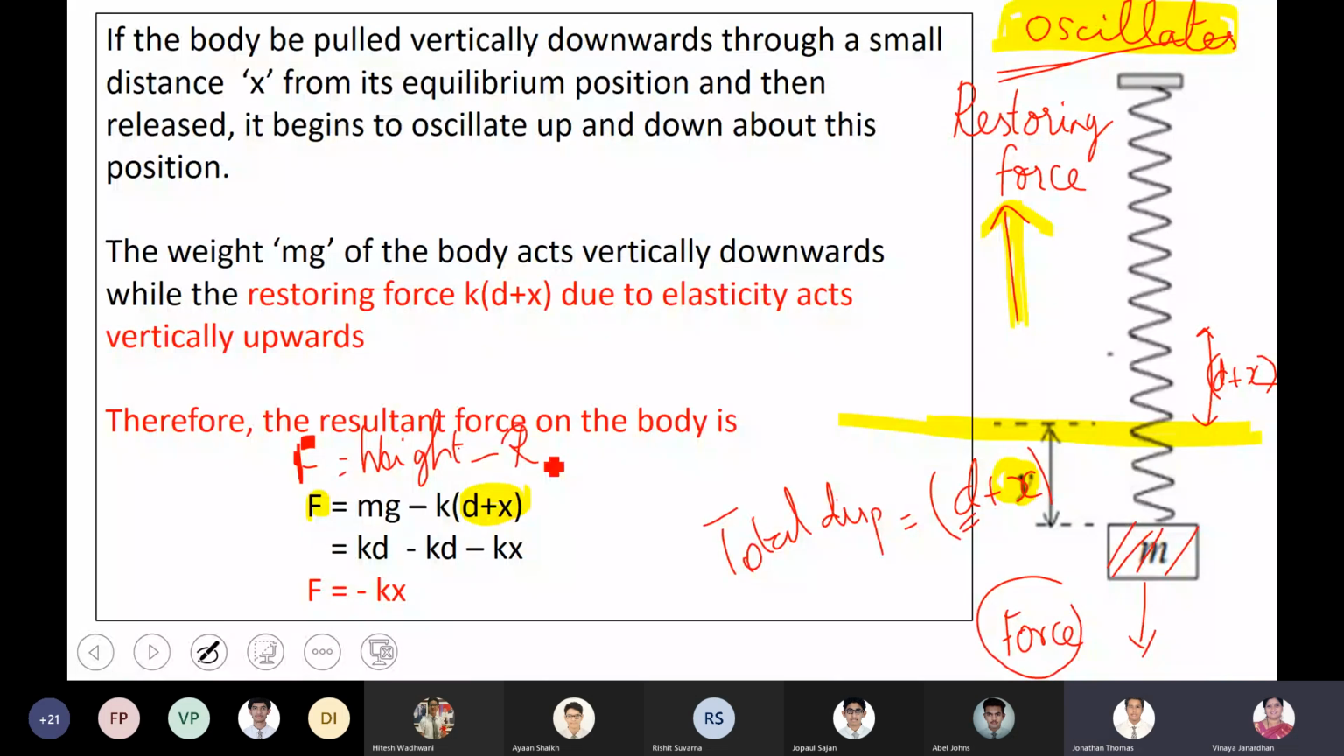Ma'am, this X is not due to the weight, right? D is only due to the weight, right? Yes, D is due to the weight alone, and X is because of the applied force. Okay, ma'am. X is due to the applied force.